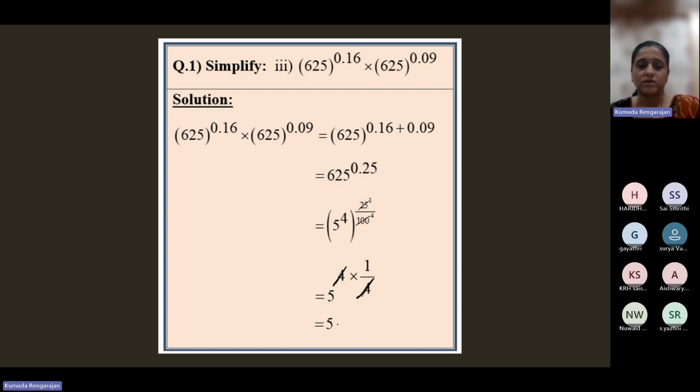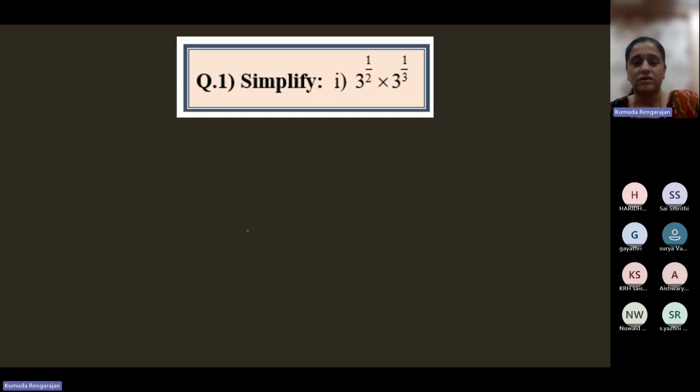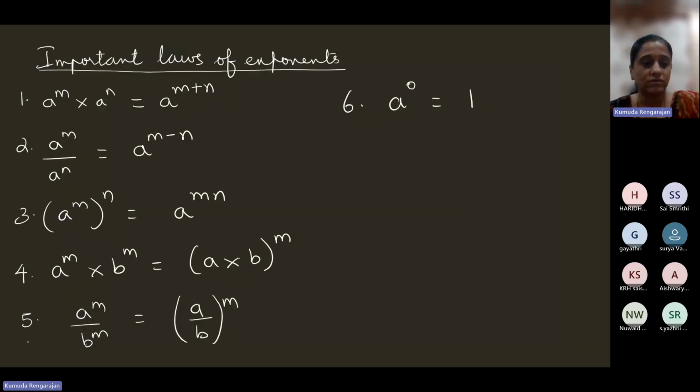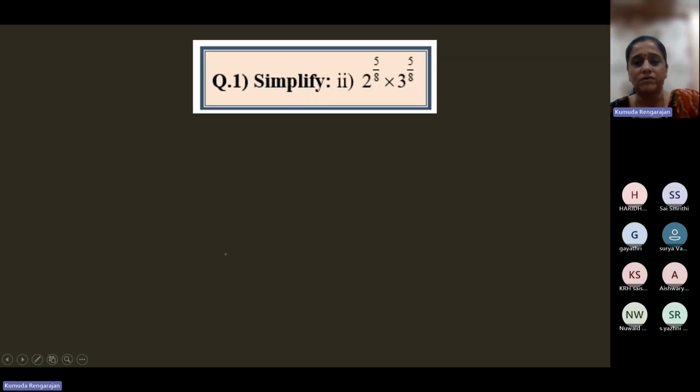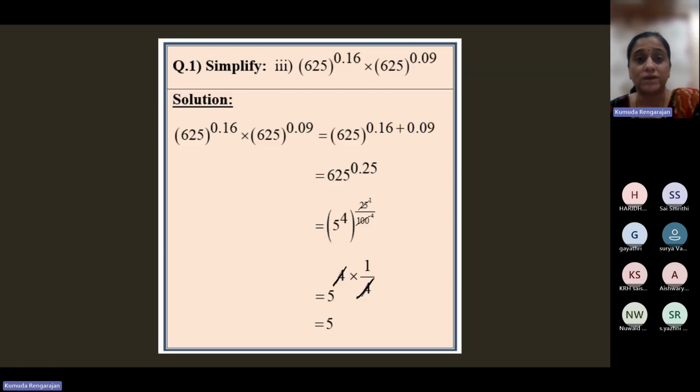And the answer is 5. I think I didn't mention that here when we recalled the laws. Oh yeah, we saw it in the third one. So when the base is raised to many powers, you have to multiply the powers.